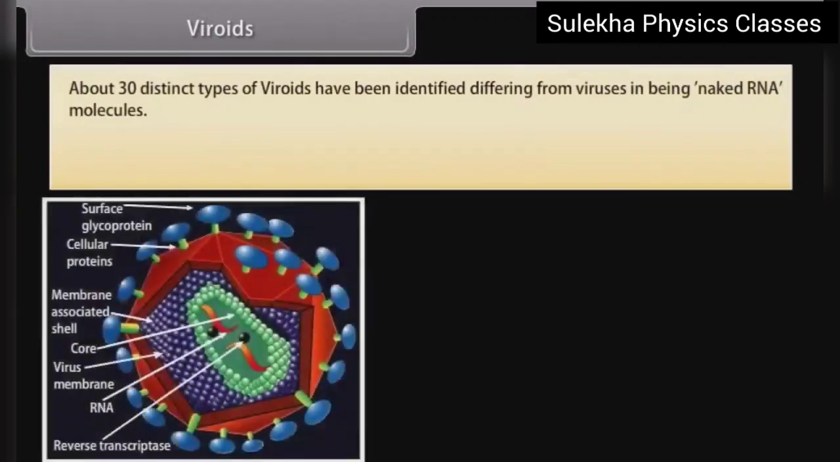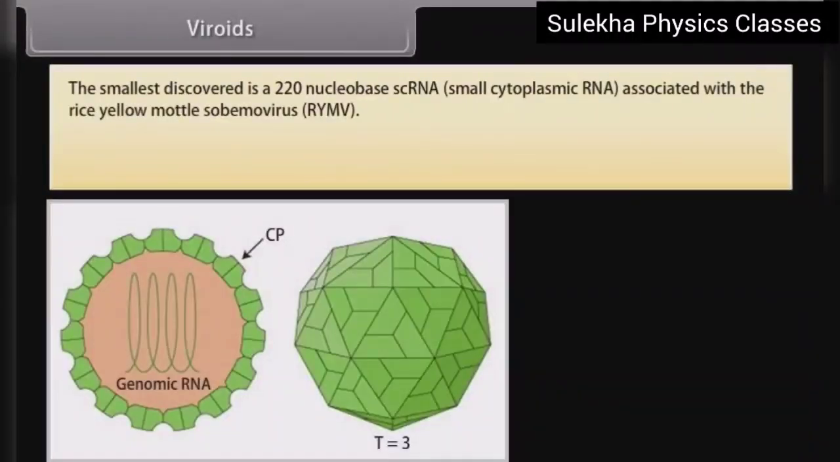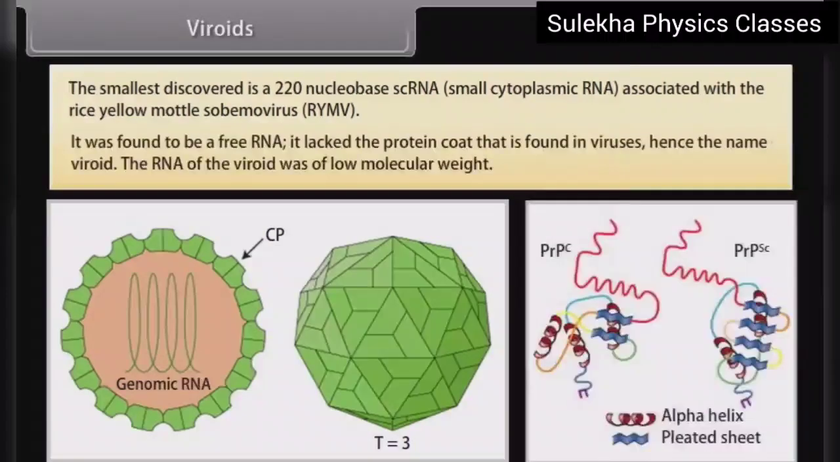Viroids. About 30 distinct types of viroids have been identified, differing from viruses in being naked RNA molecules. Viroids are plant pathogens that consist of a short stretch, a few hundred nucleobases, of highly complementary, circular, single-stranded RNA without the protein coat that is typical for viruses. The smallest discovered is a 220 nucleobase scRNA, that is, small cytoplasmic RNA, associated with the rice yellow mottle sobemovirus, that is, RYMV. It was found to be a free RNA. It lacked the protein coat that is found in viruses, hence the name viroid. The RNA of the viroid was of low molecular weight.